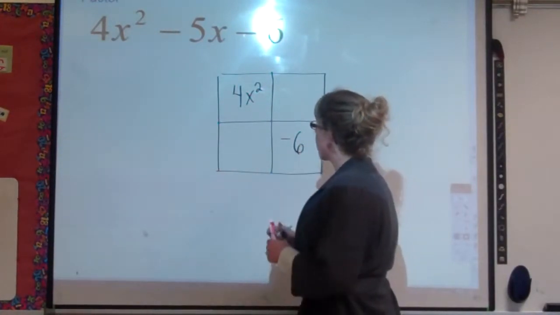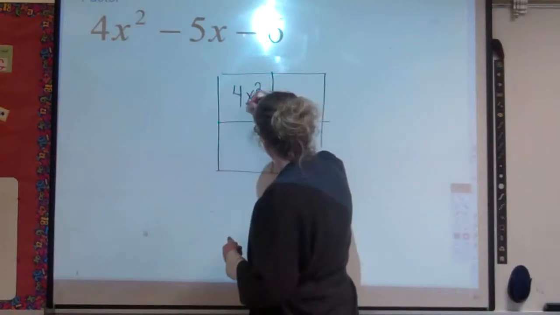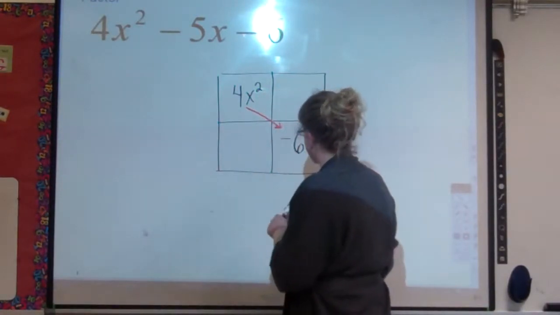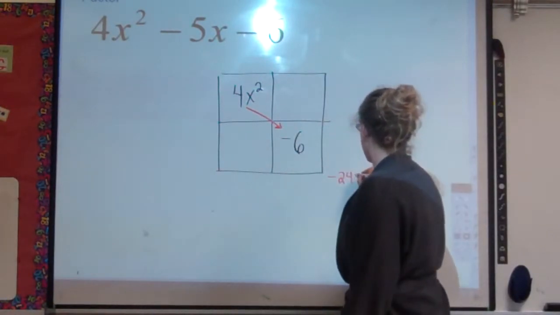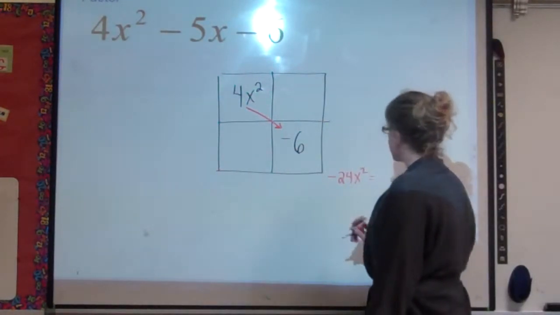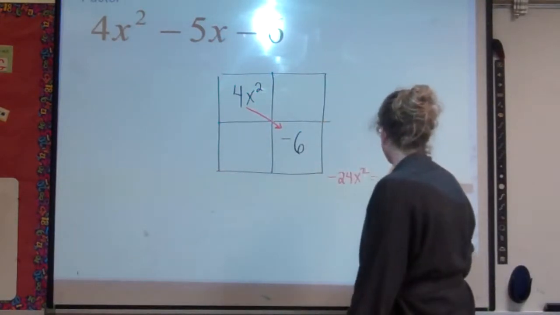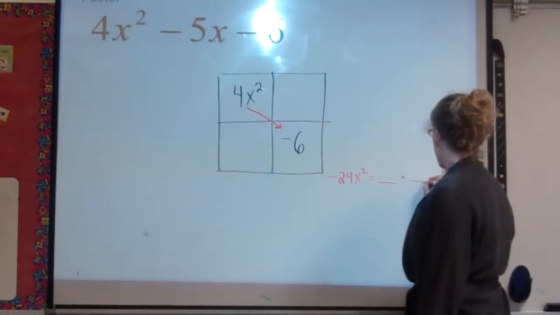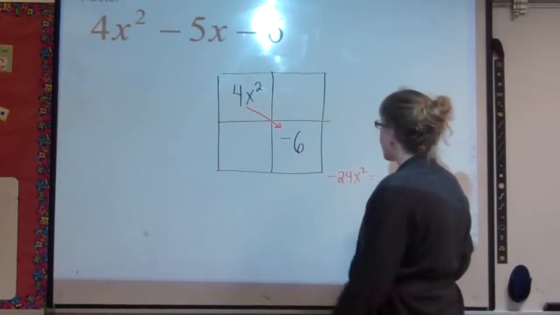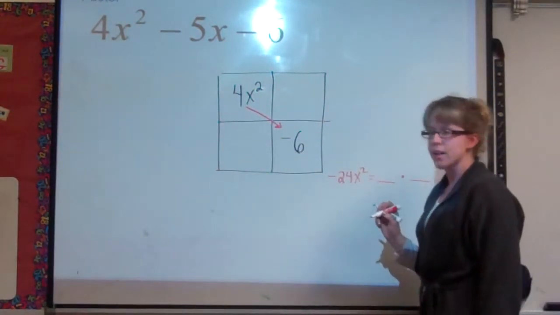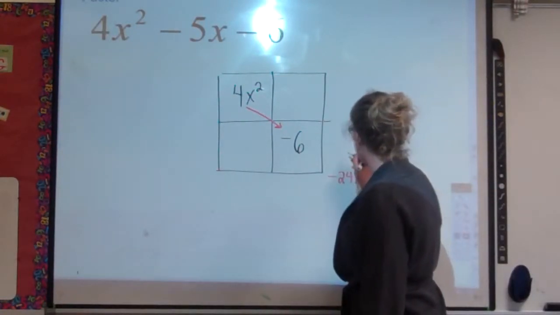Again, our diagonal products are the same. So 4 times negative 6 is negative 24 and x squared. So my two blank boxes are also going to multiply to give me negative 24x squared. Blank times blank gives me negative 24x squared. But these two blanks are going to add to give me negative 5x.